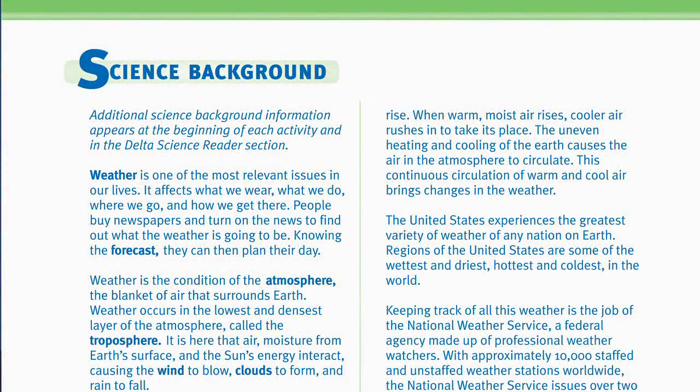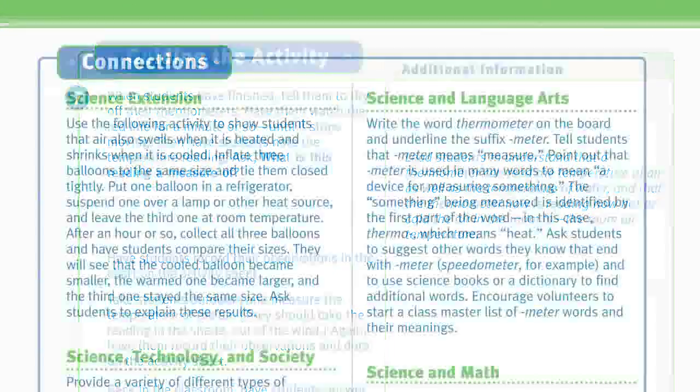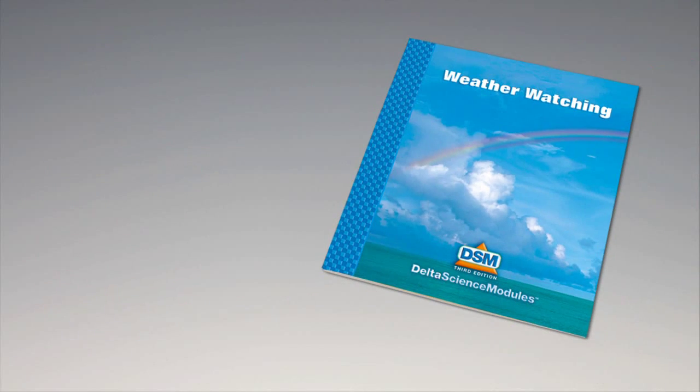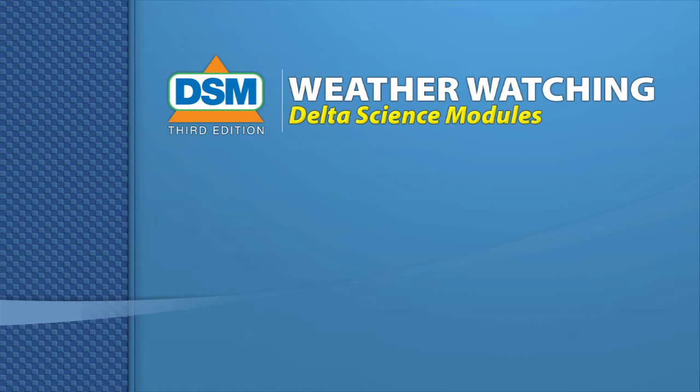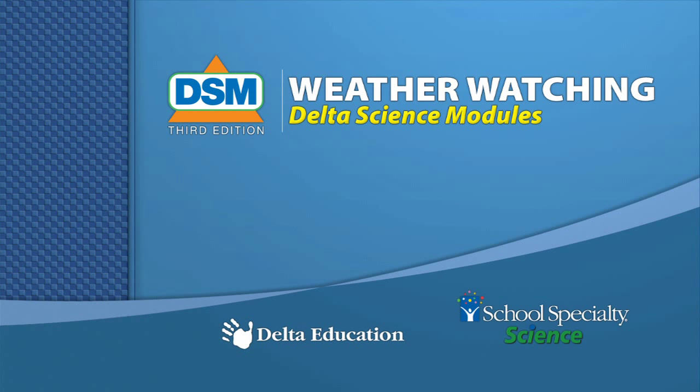Finally, inform students that in the next activity, they're going to learn what causes the water in clouds to fall to Earth, and what can happen to that water on the way down. To conclude Session 2, display students' cloud models on a wall or bulletin board. For science background, reinforcement activities, curriculum connections, and information about the Delta Science Reader, please consult your DSM Teacher's Guide.